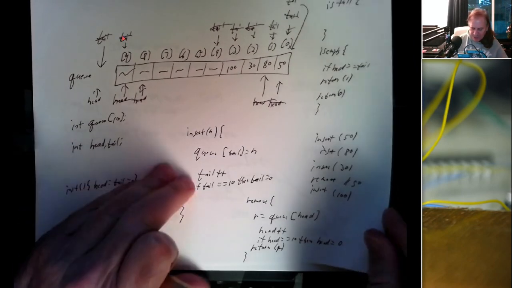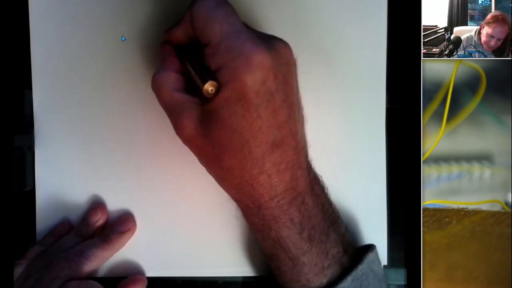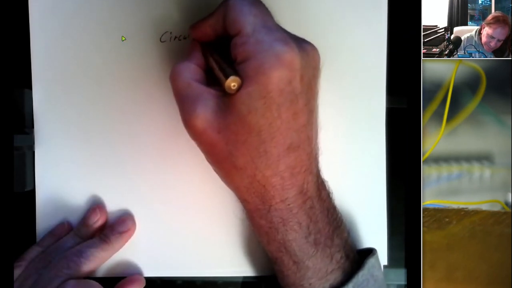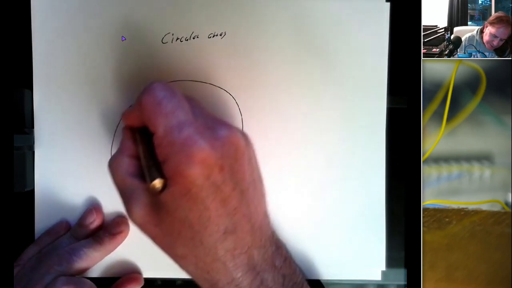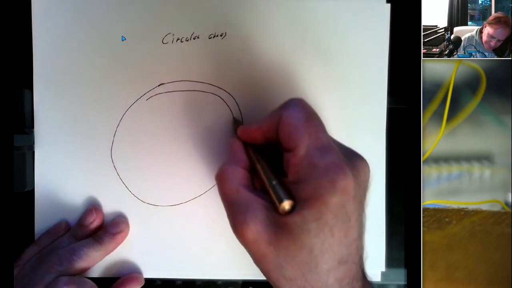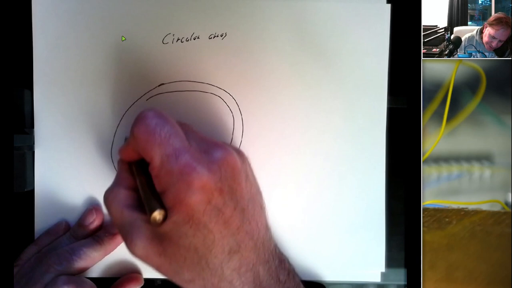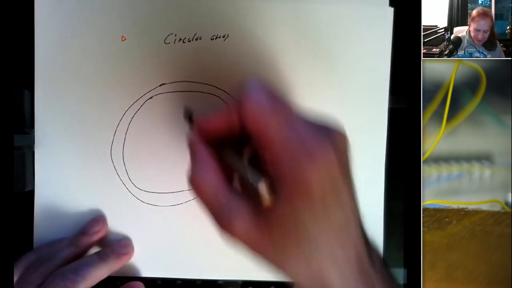And so one way to think about this is, we can imagine it as a circular array. So instead of drawing our array as a simple pipe, we can think of it as something like this.